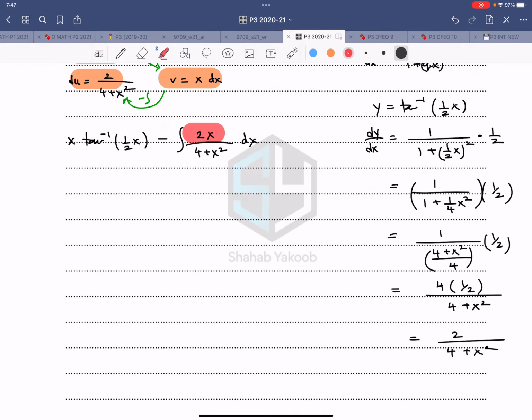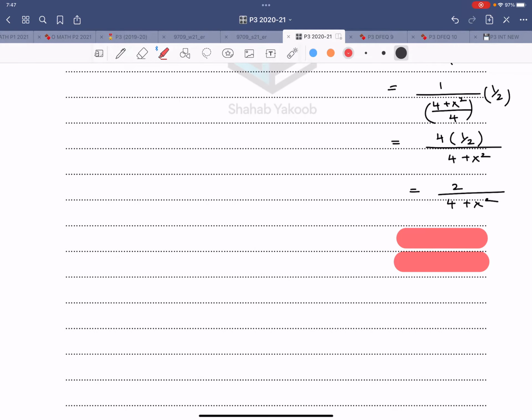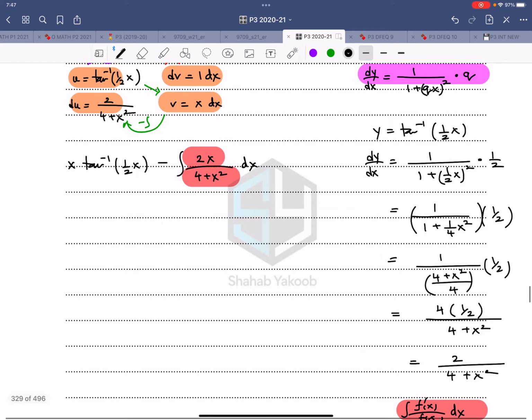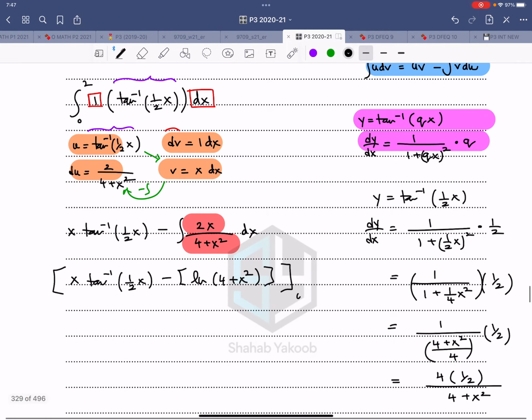Now over here, let me explain it. The concept is: if the numerator is the derivative of the denominator, then the integral is ln of the denominator plus a constant of integration. Is 2x the derivative of this? The answer is yes. So this is x tan inverse half x, and minus, as it is, ln of 4 plus x squared, and we don't need a constant of integration. The reason being limits are there, so this is 0 and 2. So that is the working.